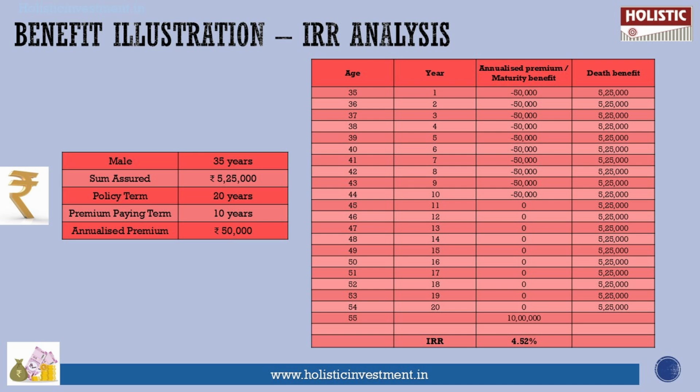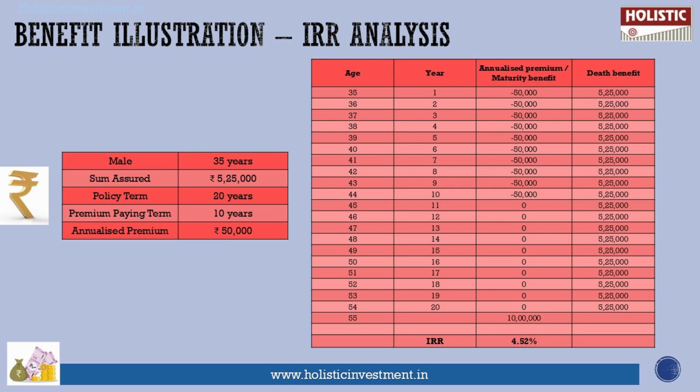So just for calculation purposes, let's consider a scenario where a 35-year-old male has invested 50,000 rupees annually in this plan. He has chosen the endowment option with a premium payment term of 10 years and a policy term of 20 years with a sum assured of 5.25 lakh. As this is an endowment plan, he will receive the maturity benefit, including loyalty addition, at the end of the policy term. The maturity amount here is 10 lakhs and the internal rate of return, IRR, is 4.52% as per the ABSLI Nishchit Laabh plan maturity calculator.